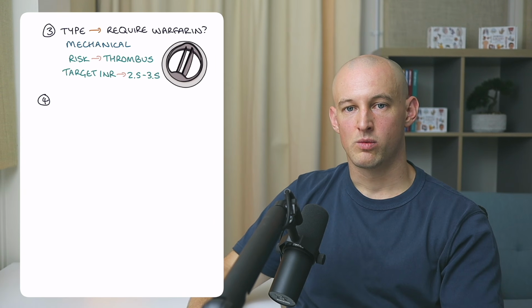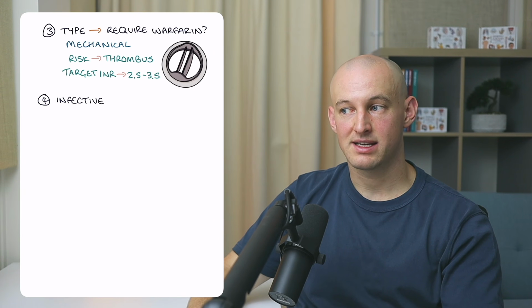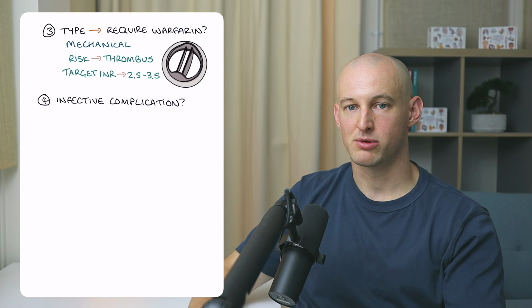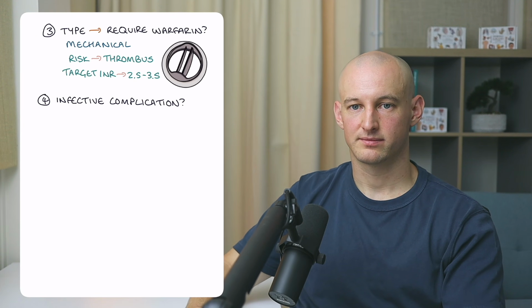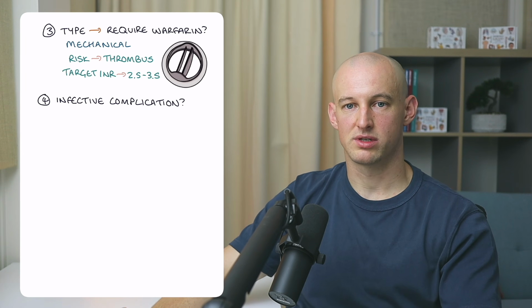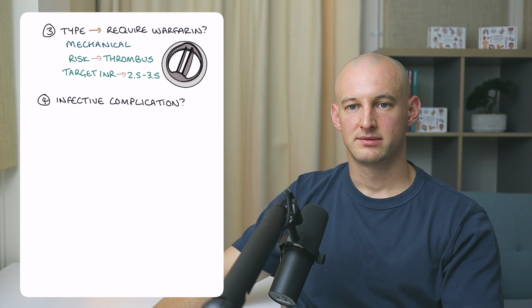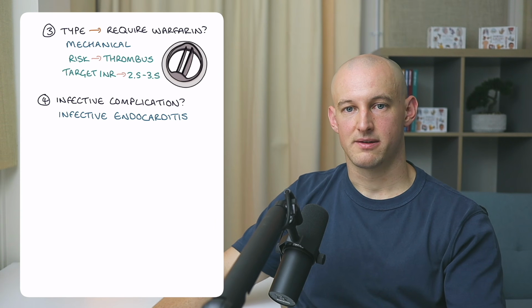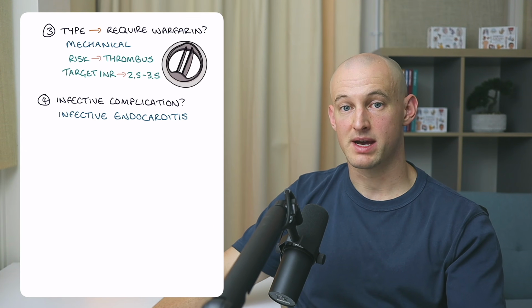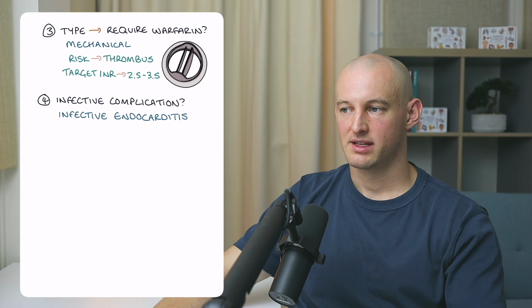Question 4. What key infective complication is possible with valve replacement surgery? What's the key important one? Infective endocarditis. So this is infection around where the valve has been replaced. Next question, or next case.